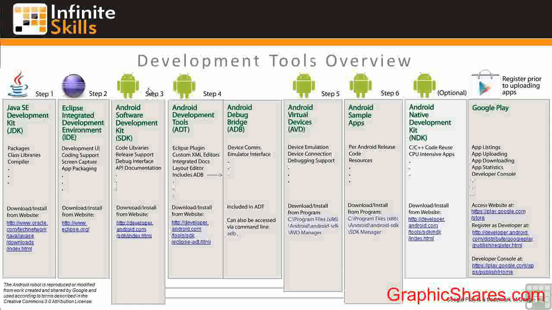The Android Software Development Kit provides the code libraries and support for specific Android releases. You'll download and install SDKs from the Android website. They include code libraries, release support, a debugging interface, and API documentation. The Android development tools provide non-release dependent software that's added to the Eclipse IDE for availability during development. It includes an Eclipse plugin, custom XML editors, integrated documentation, and a layout editor. It also includes the Android Debug Bridge for debugging support.